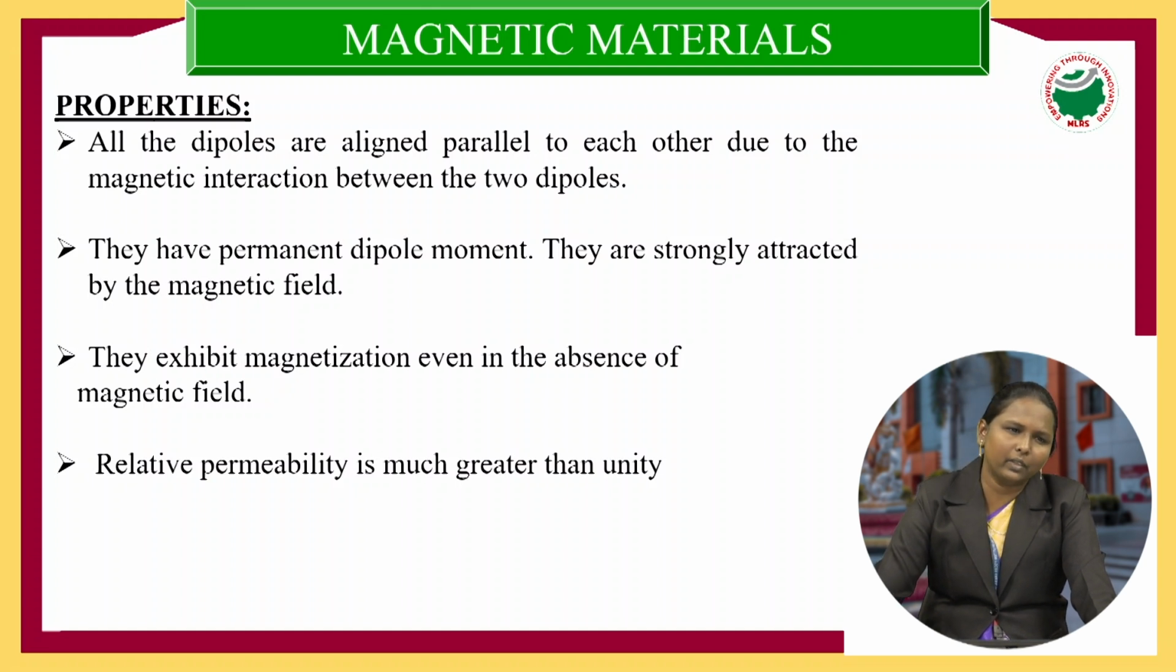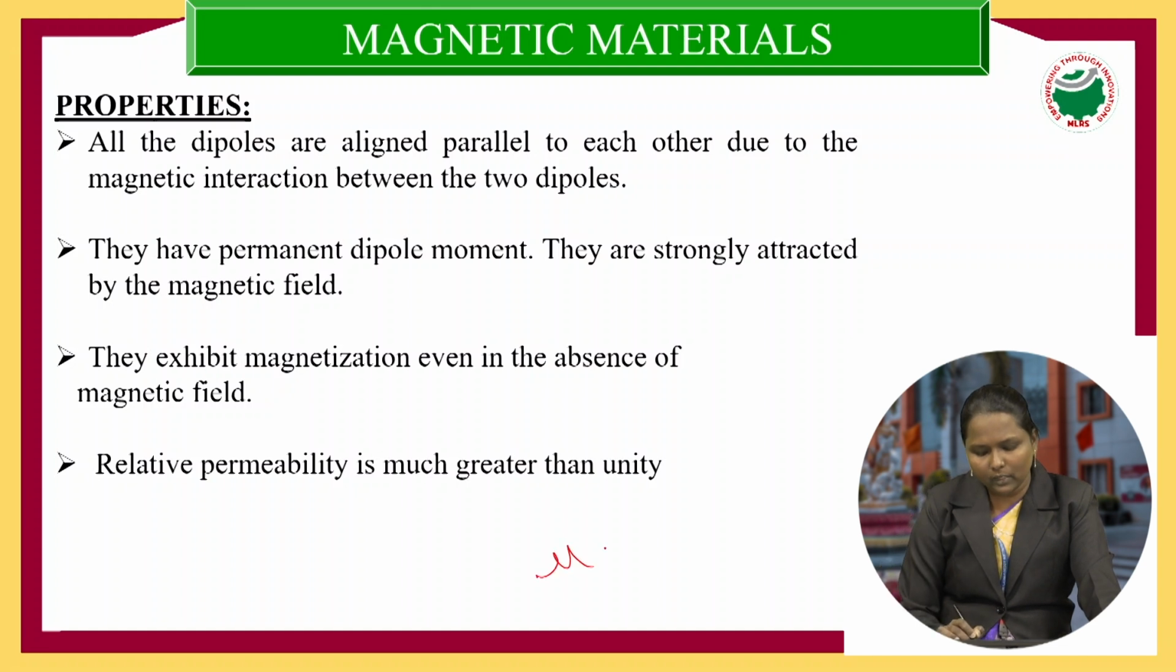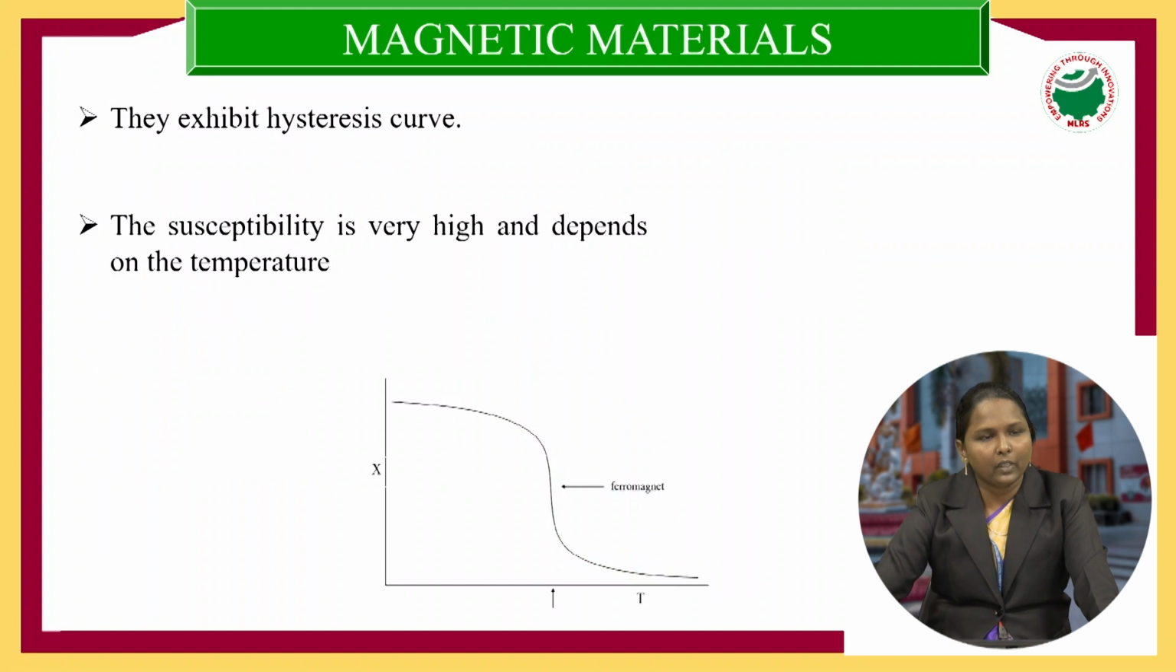Next, they have a permanent and strong magnetic moment. So it exhibits magnetization even in the absence of the field. The relative permeability of the material is much greater than unity, that is, mu r is greater than 1. Next, they exhibit the hysteresis curve. So what is this hysteresis curve? It is a loop which indicates the conversion of a non-magnetic material into a magnetic material.